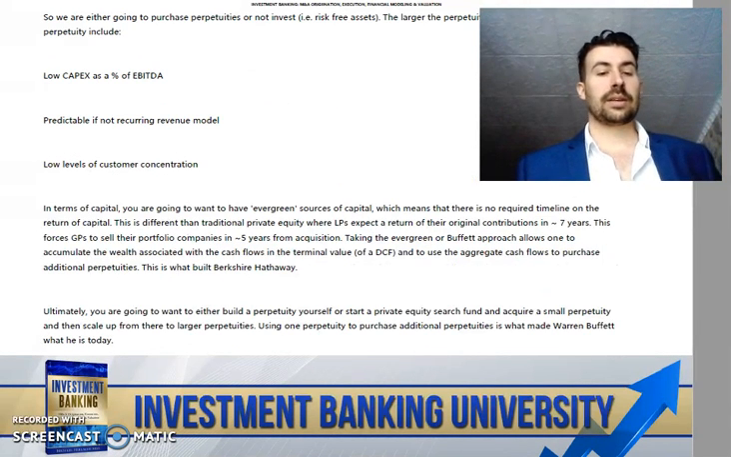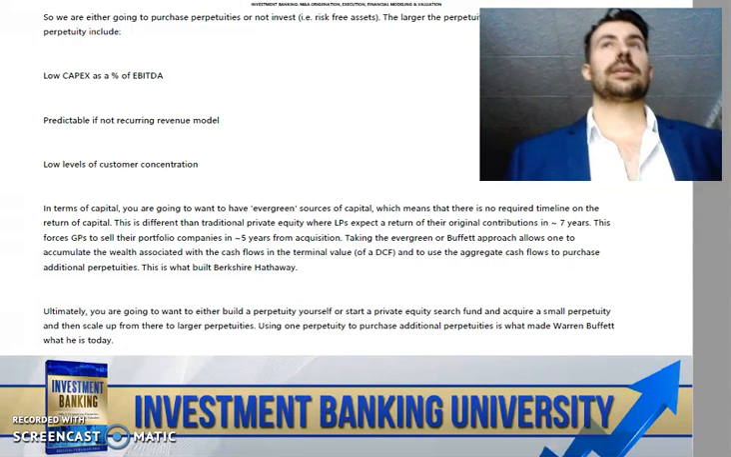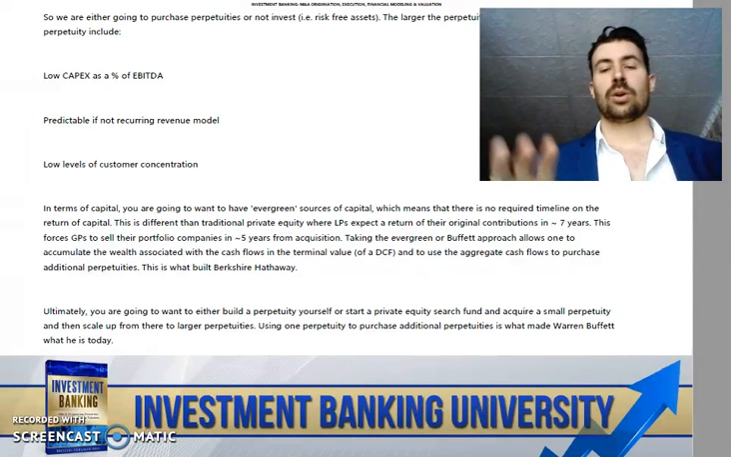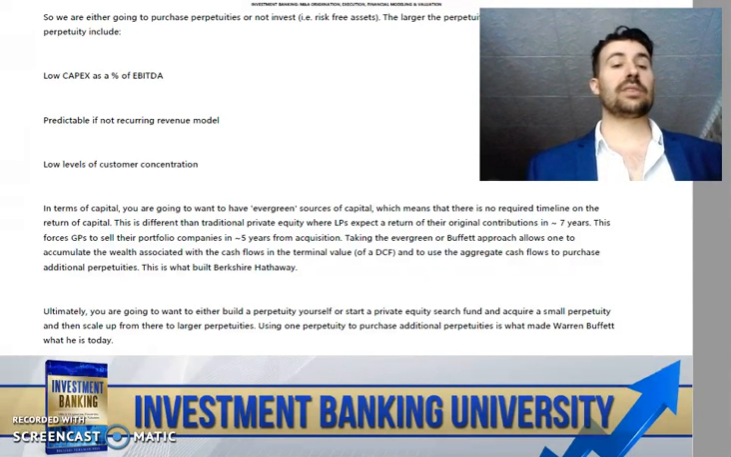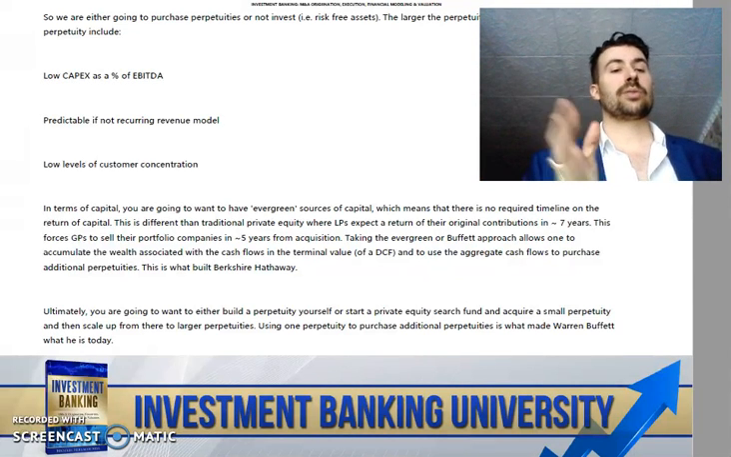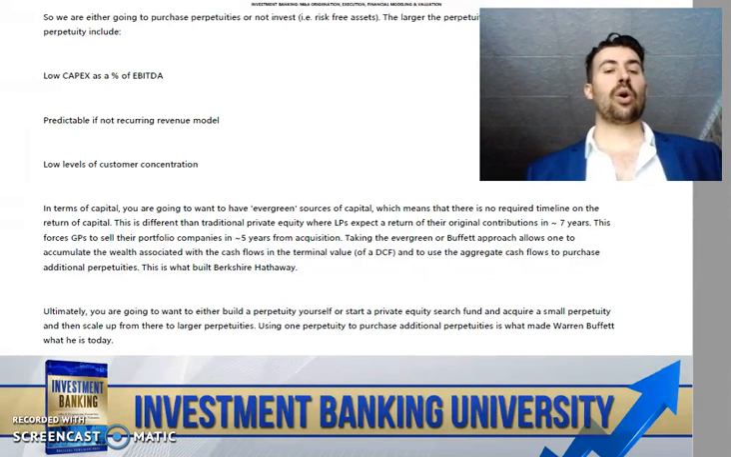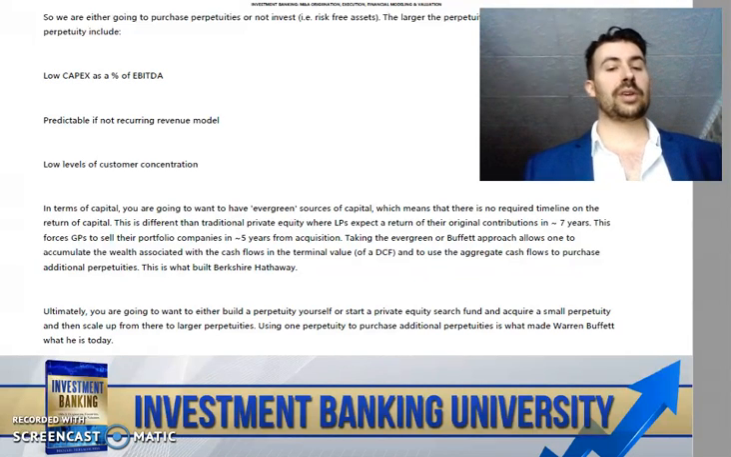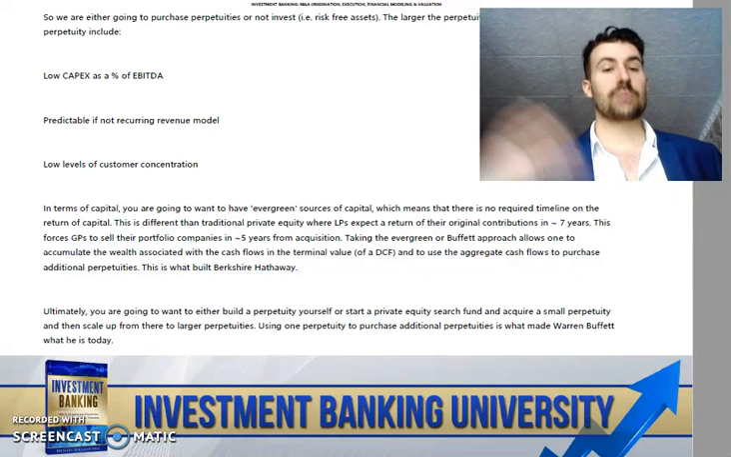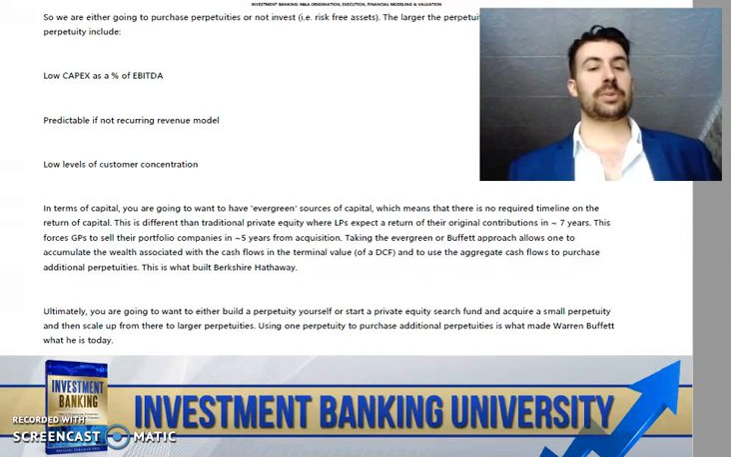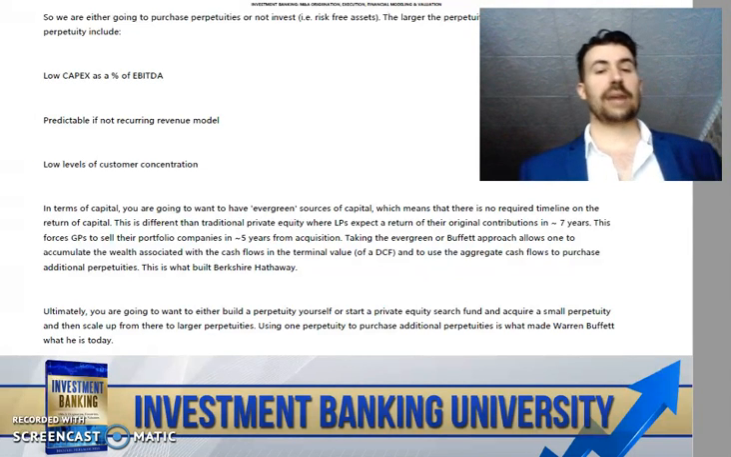One of the things Warren Buffett also talks about is not necessarily seeking diversification for its own sake, but actually concentrating capital within perpetuities. So even if there are a lesser amount of perpetuities, concentrating capital in the perpetuity itself is going to lead to greater returns over time rather than diversification for its own sake. It's sort of a paradigm shift in terms of the approach to diversification. So we are either going to purchase perpetuities or not invest, or just invest in risk-free assets, for example.